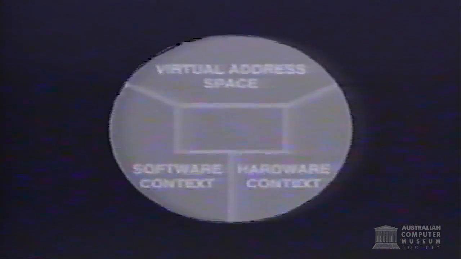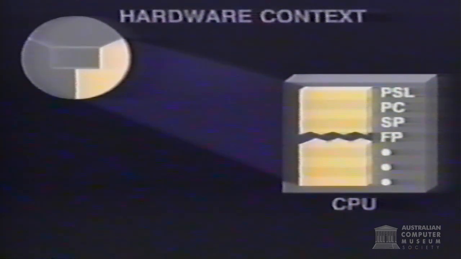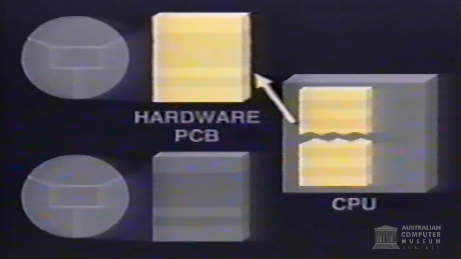To summarize, a process contains three components that support the execution of an image. The virtual address space contains all the virtual addresses the process needs to reference instructions and data to be operated on. The hardware context represents the contents of the CPU registers as the image executes. The hardware context is stored in a hardware PCB when a process gives up control of the CPU. When a process is ready to resume execution, the process's hardware context is loaded from its hardware PCB.